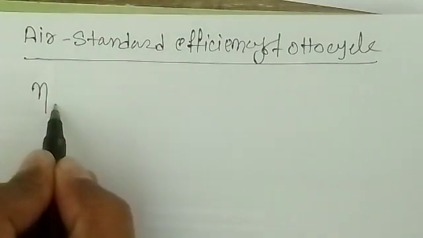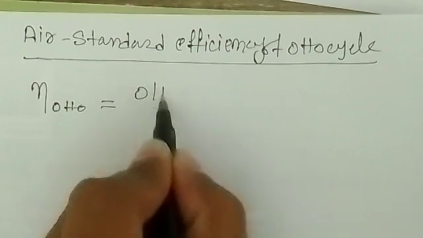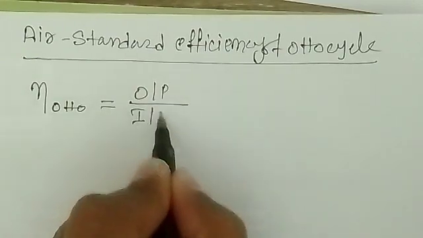But if you look at the Rankine cycle, which is used in the steam power plant, in that the phase changes from liquid to vapor and vapor to liquid. But in the Otto cycle the phase does not change, it is in the gaseous state only, and the working fluid is air, right? So here we'll go for the air standard efficiency. So we can say efficiency of Otto cycle, that is eta Otto, is equal to output by input, right?